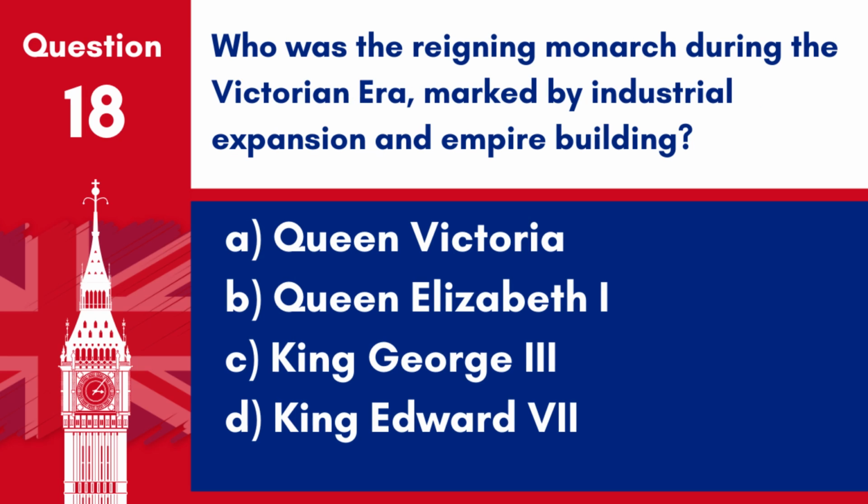Question 18. Who was the reigning monarch during the Victorian era, marked by industrial expansion and empire building? A. Queen Victoria. B. Queen Elizabeth I. C. King George III. D. King Edward VII. Answer A. Queen Victoria. The reigning monarch during the Victorian era, marked by industrial expansion and empire building, was Queen Victoria.